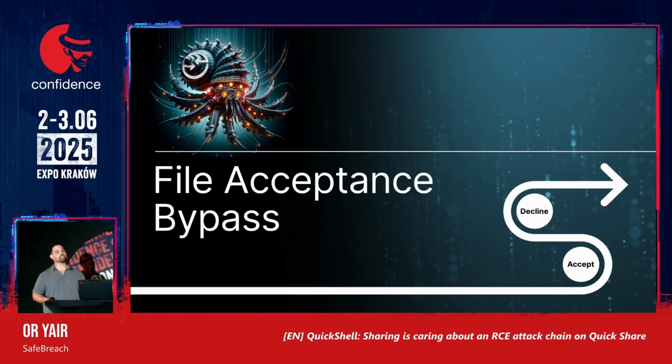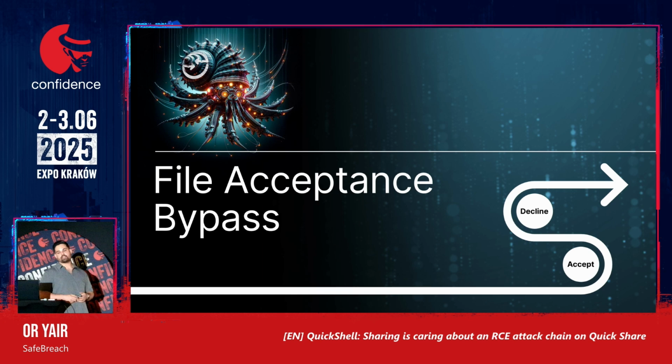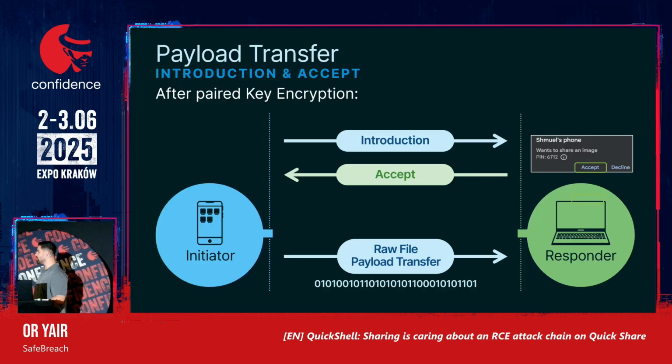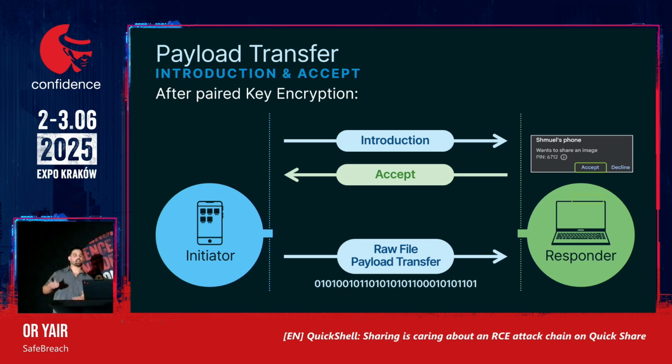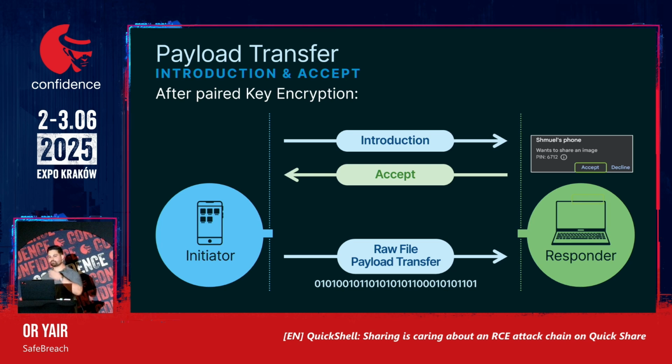And the first vulnerability that we found, and I'll introduce to you here today, is a file acceptance bypass. So, if you remember, in order to send the file, just before the initiator sends the actual file, the initiator waits for an accept packet to be sent from the responder that indicates that the responder really wants to accept the packet.